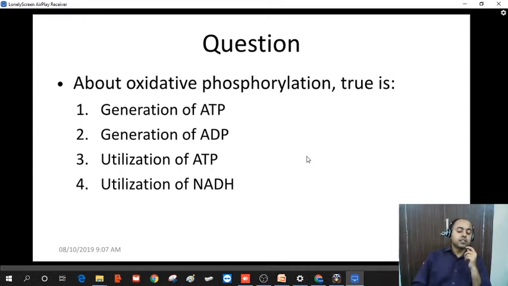We have not yet discussed biological oxidation, but I'm sure most of you can answer this question about oxidative phosphorylation. Which of the following statements is true about oxidative phosphorylation?